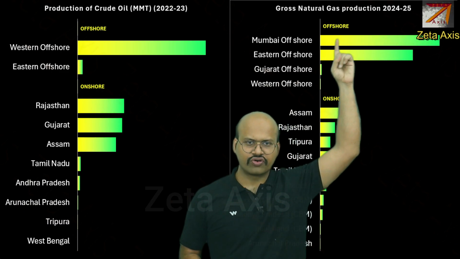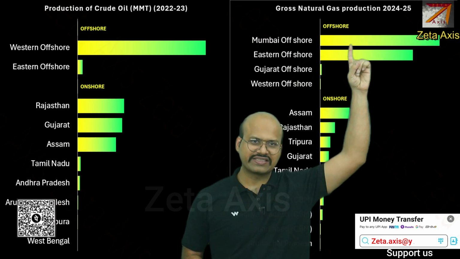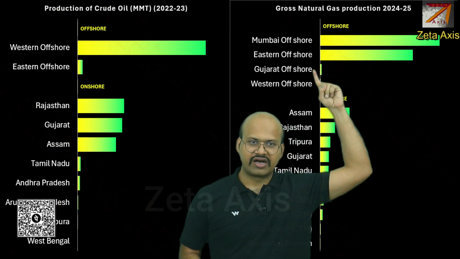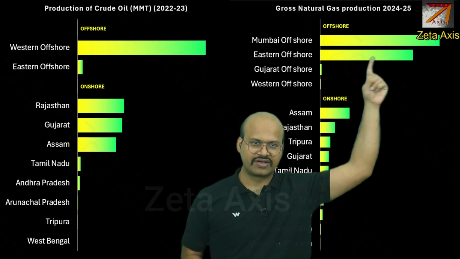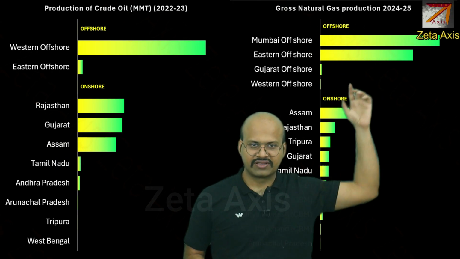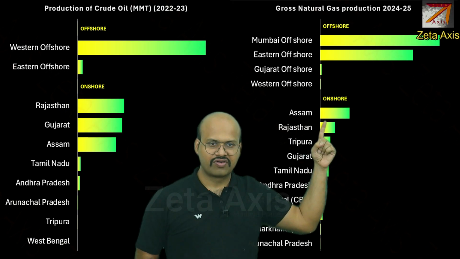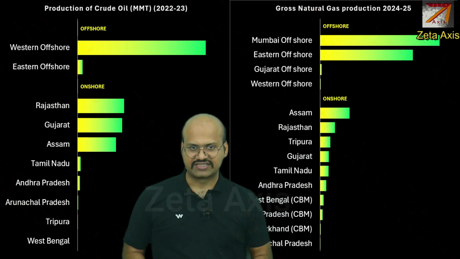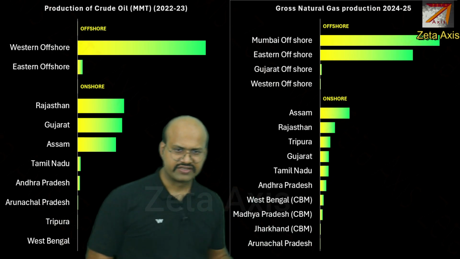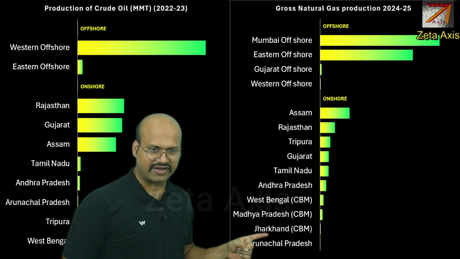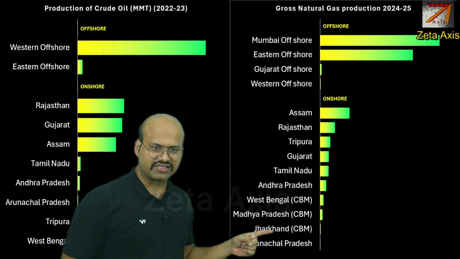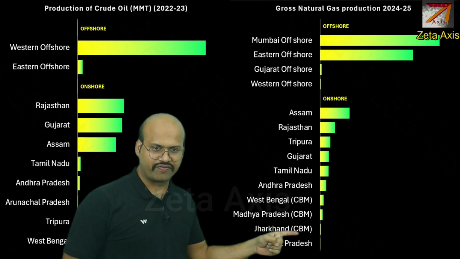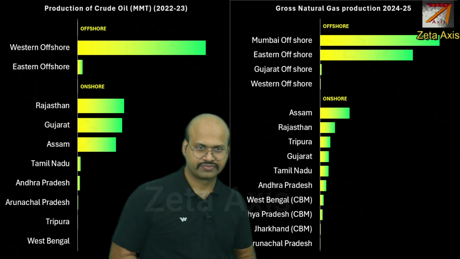So for offshore, Mumbai offshore is the highest natural gas producing region, followed by eastern offshore. Here the Krishna Godavari basin is incorporated in this section. Then we have Assam, Rajasthan, Tripura, and Gujarat as the major gas producing states in India. Here there is West Bengal, Madhya Pradesh, and Jharkhand, and these produce natural gas in the form of coal-based methane. So here there is a different type of non-conventional natural gas produced.